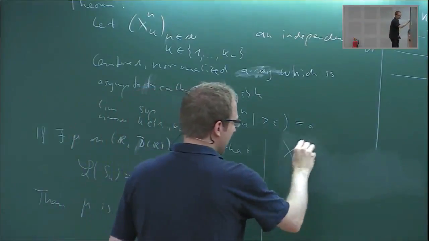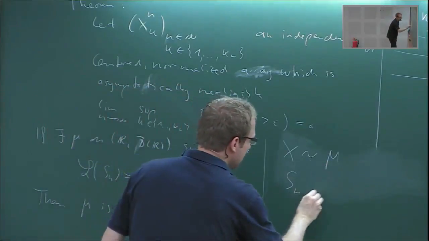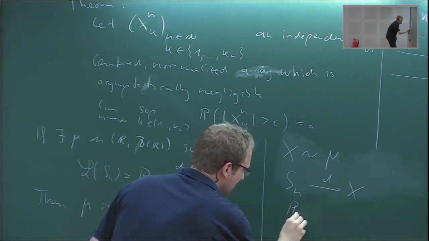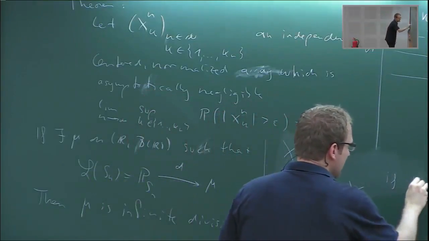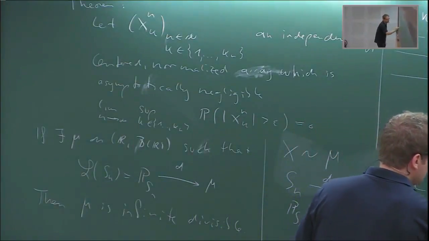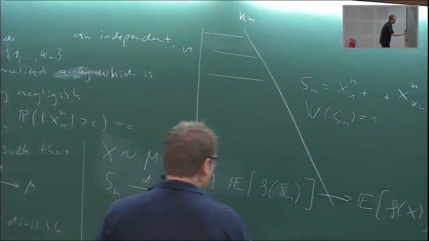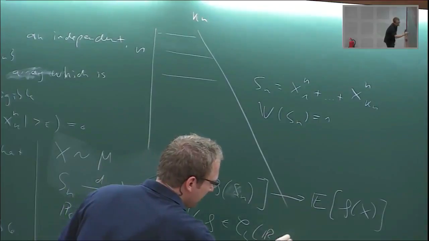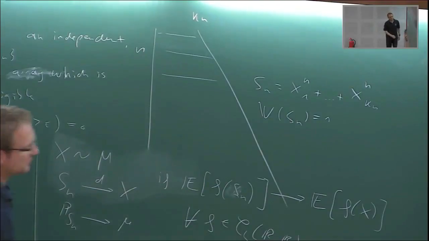So if X is a realization of mu, so it's a random variable with distribution mu, then Sn converges in distribution to X, or the same thing, Sn converges towards mu, if the expectation of f of Sn tends to the expectation of f of X for all f bounded and continuous. Okay? So also yesterday in the tutorial I was trying to motivate this.